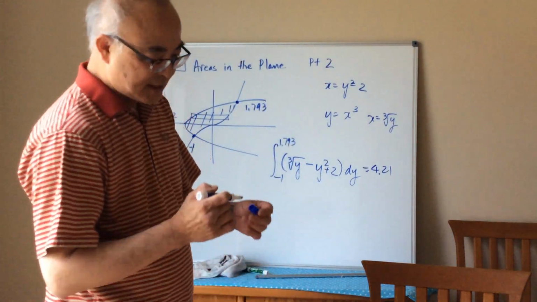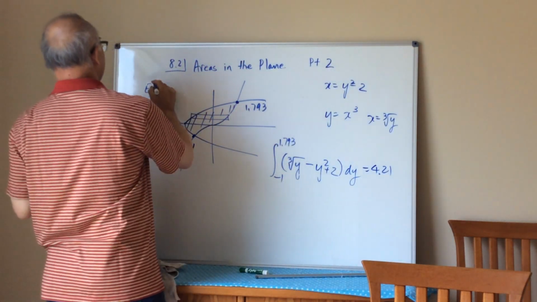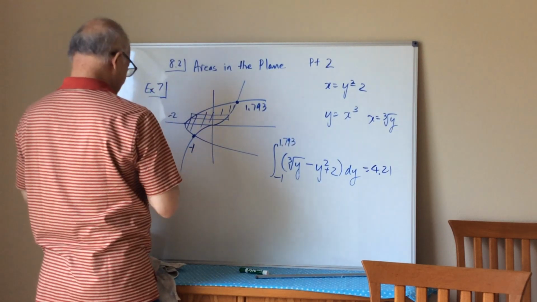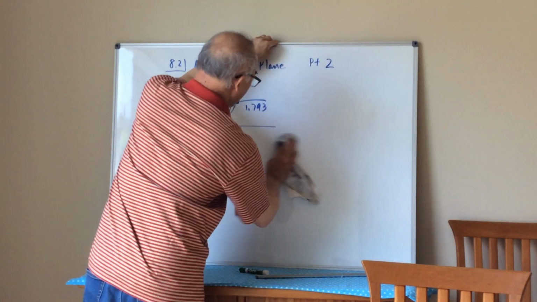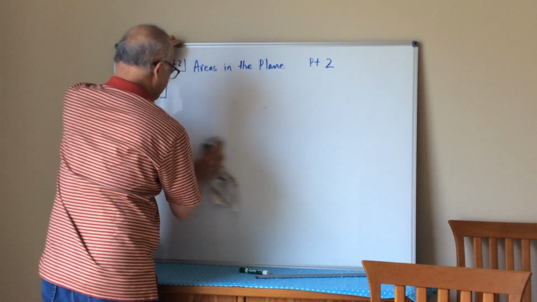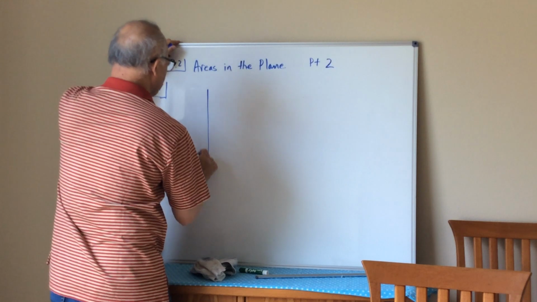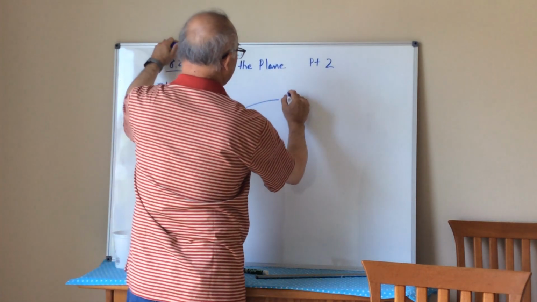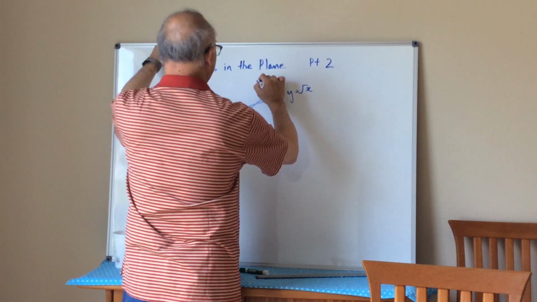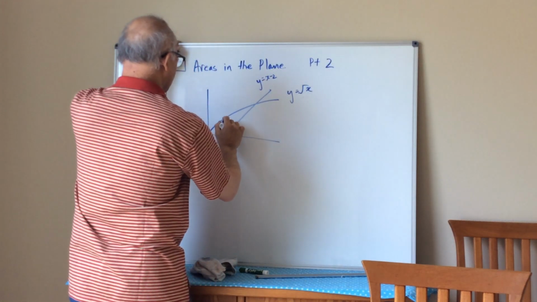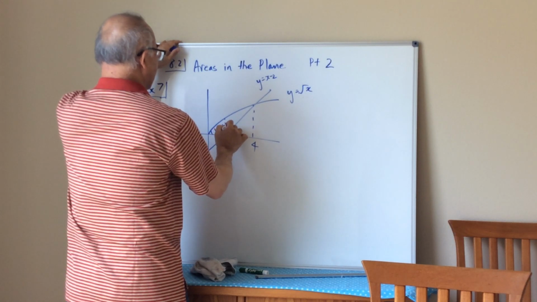Okay, last but not least, example number 7. We're going to go back to our original question and give you a little trick to show you how to calculate it. Our original question was y equals root x, and then y equals x minus 2, from 0 to 4, and we're trying to find this area.